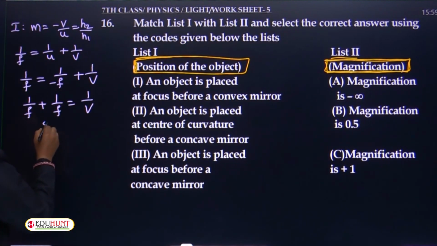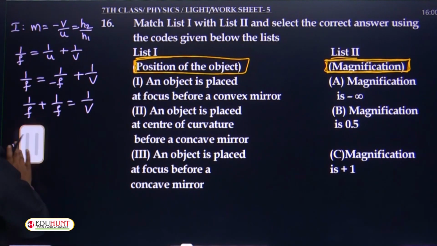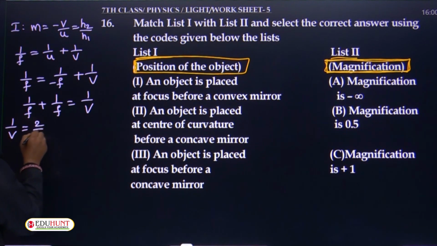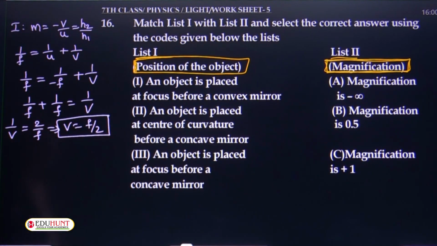So taking the LCM, we have 2 by f equals 1 by v, or v equals f upon 2. I think the space is not sufficient. I'll just minimize this. So what is this, children? 1 plus 1 is 2, the LCM is f, so 2 by f. If 1 by v is 2 by f, this implies v is found to be f by 2. The value of v is found to be f by 2.